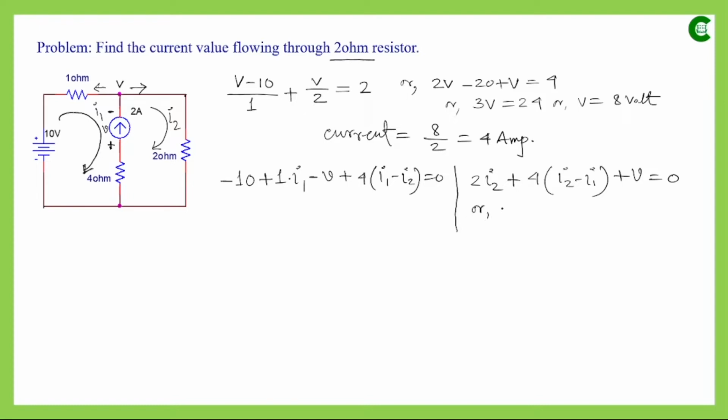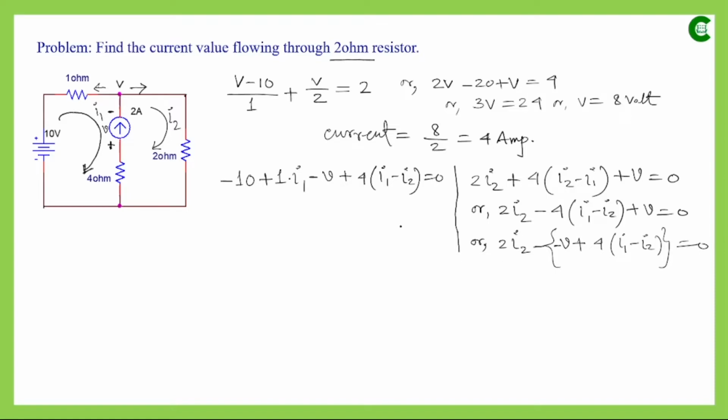So it can be rearranged this way: 2I2 minus 4 I1 minus I2 plus V, that is equal to 0. I have taken minus 1 common from this term, so minus 4 I1 minus I2. Now if I further rearrange the terms from the second equation, then it can be written like 2I2 minus 1. If I take common, then it will be minus V, then plus 4 I1 minus I2, and that will be equal to 0.